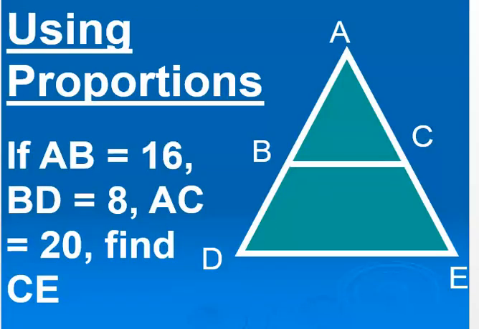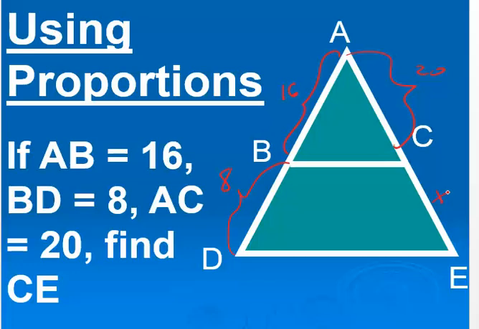Next, we're going to use proportions to solve problems. We're going to be given some side lengths for this triangle. So we have a triangle, and we have another side that's being drawn in. This is BC. And we're told that the length of AB is 16, from here to here. The length of BD is 8, from here to here. AC is 20. And we want to find CE.